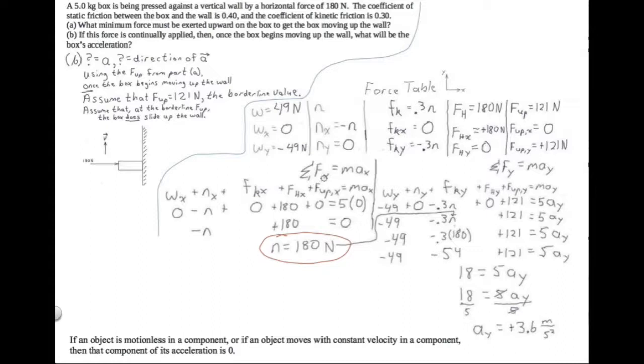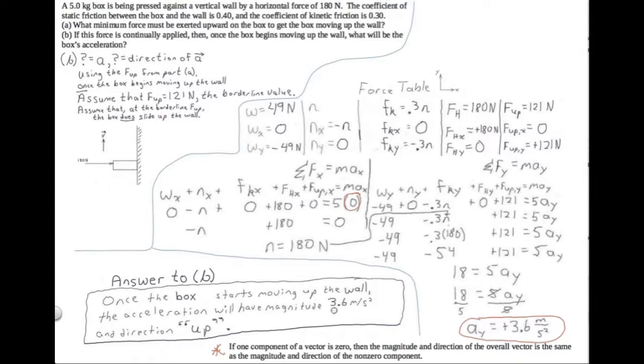We begin by solving the Newton's second law x equation for the magnitude of the normal force, and it turns out that the normal force does have the same magnitude in part B as it had in part A, 180 newtons. Then we substitute that into the Newton's second law y equation, and we can then determine that a sub y is positive 3.6 meters per second squared. Now we can answer the question for part B. Because a sub x is 0, the overall acceleration should have the same magnitude and direction as a sub y.